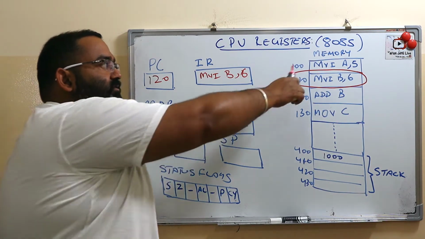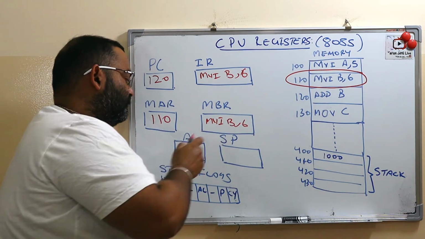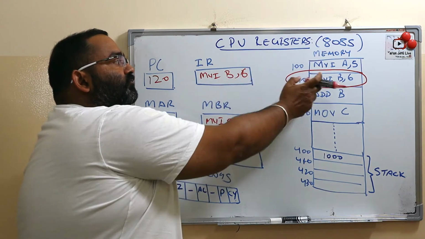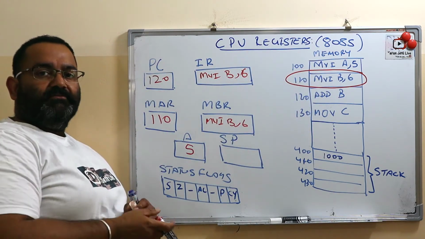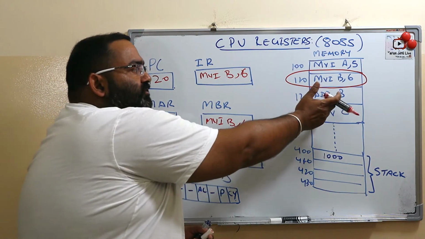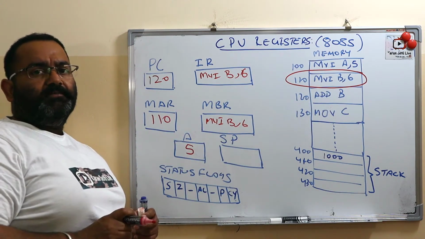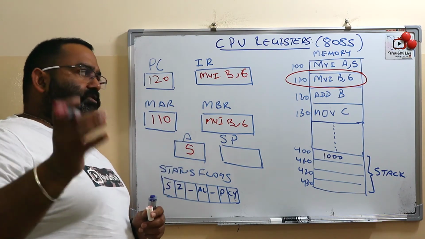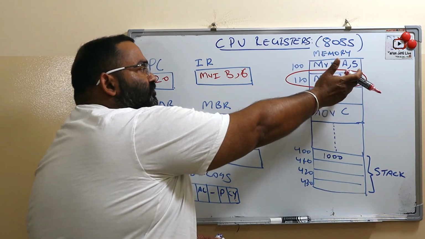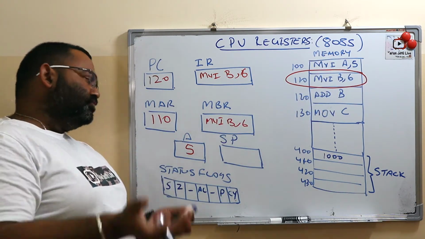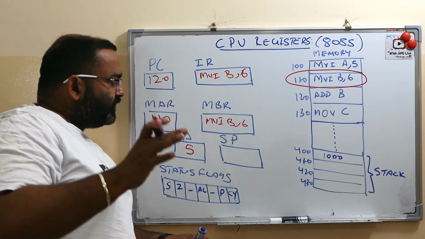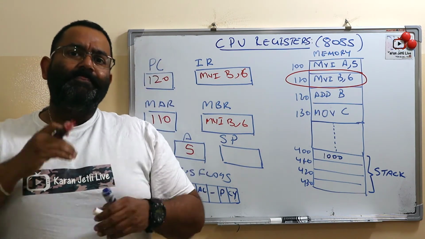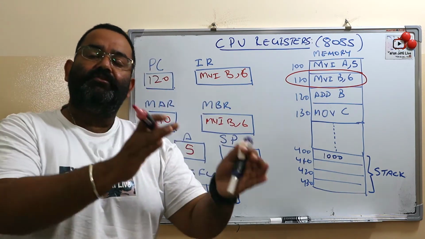For example, if we see this program, move immediate A comma 5, one data we are moving into the accumulator. Another data we have to move into register B. Then in the instruction ADD B, whatever is in the accumulator, 5, to that you add the content of register B, which is 6. 5 plus 6, and store the result in the accumulator. So guys, for your reference, the accumulator works as a source of one operand and, after the arithmetic operation, the destination of the result.